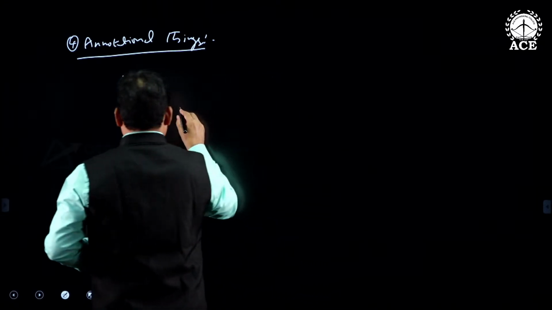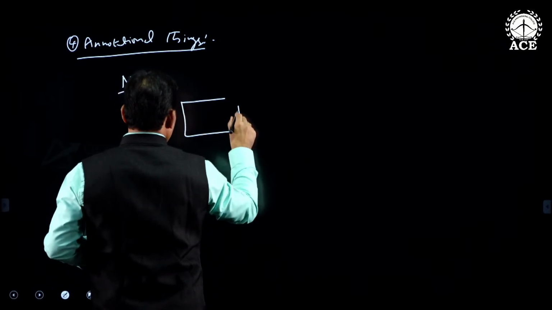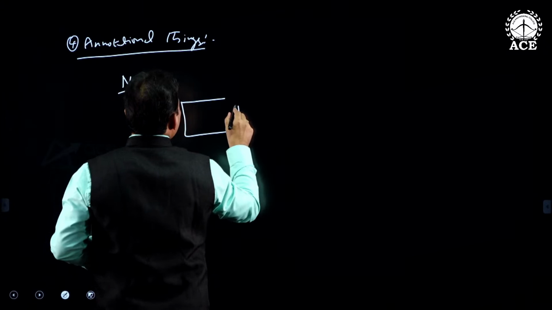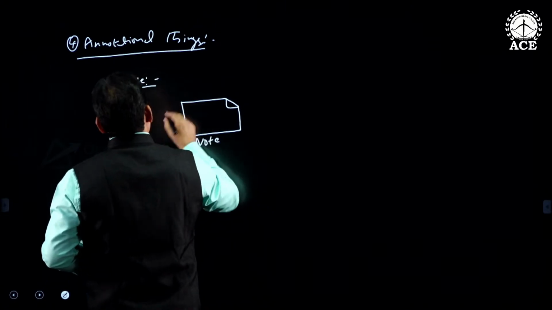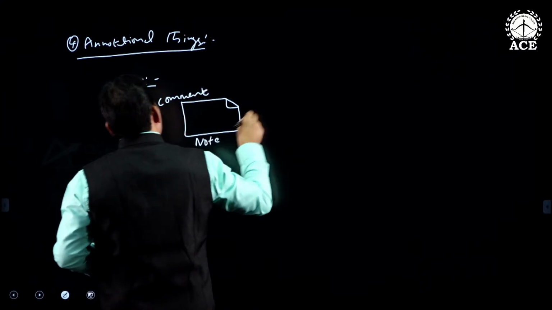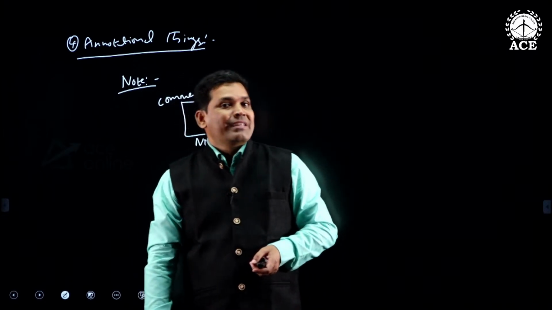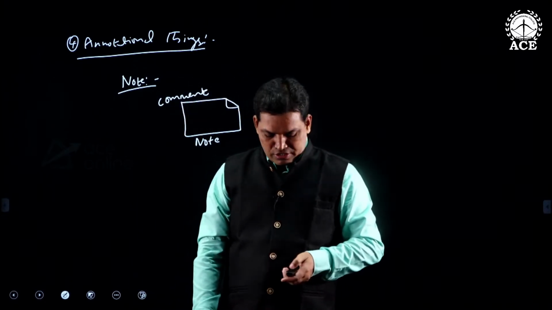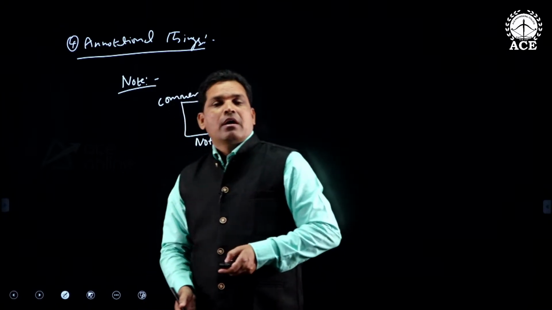So what is the graphical representation of a note? This is the graphical representation of a note. That means a comment about the model can be attached by using this note. That is the importance of annotational things in UML. So these are what we call things.